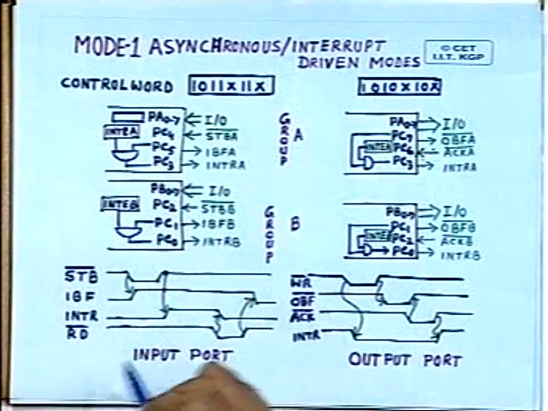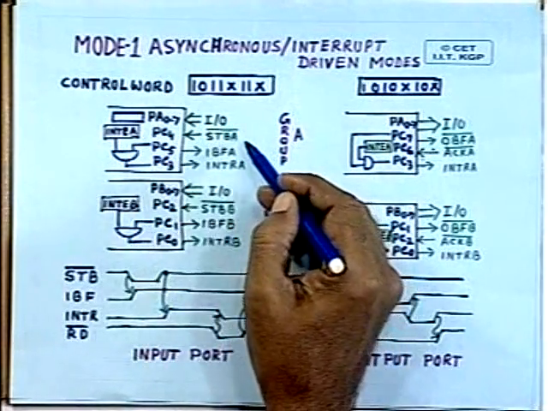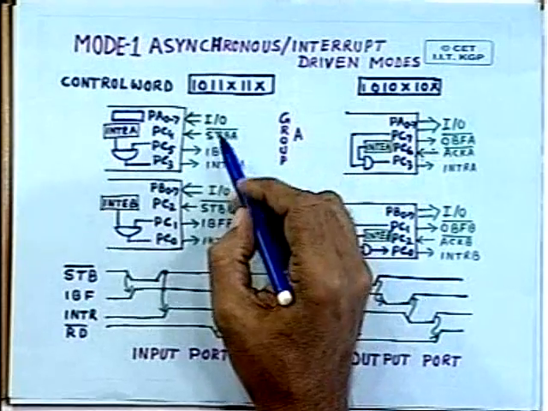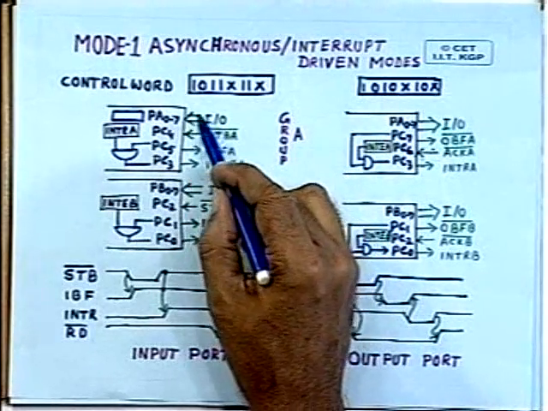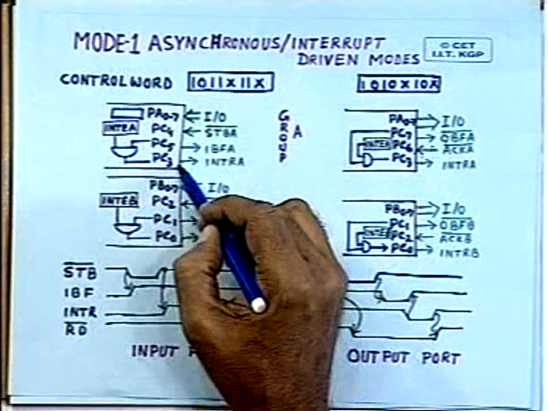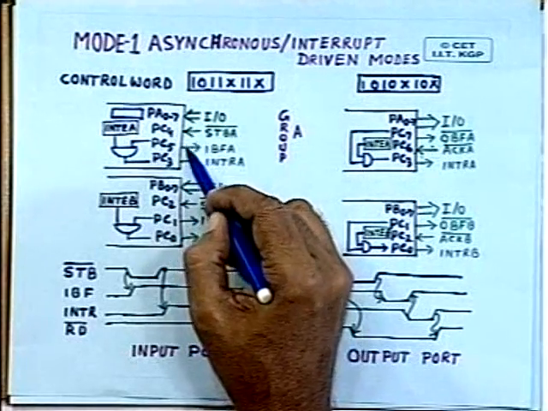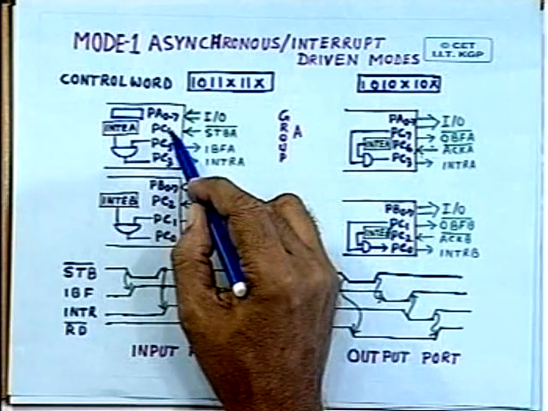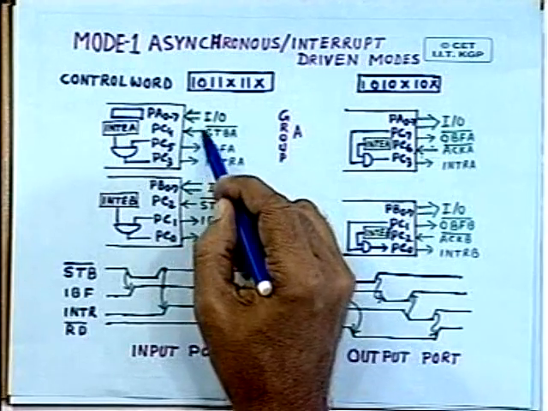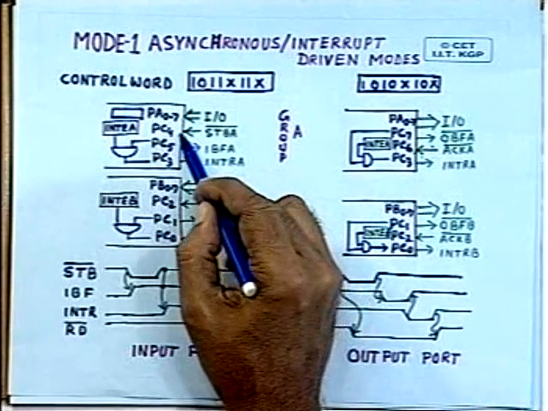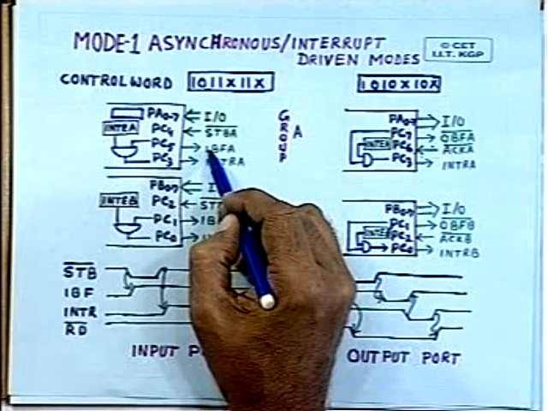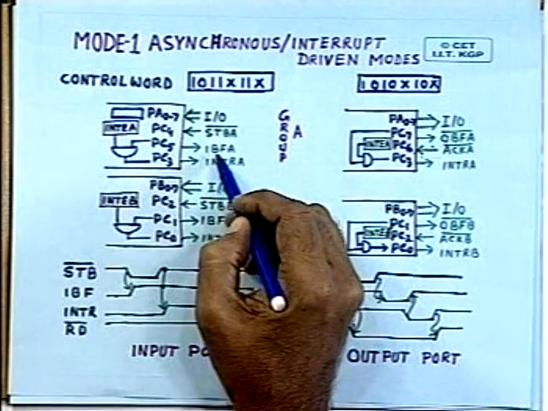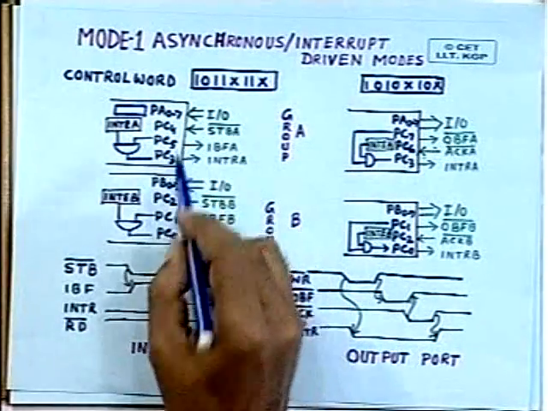So this is how it will work, and not for group A and group B. Here you see the port A is being used as input port, and the port C lines are used as handshaking signals. So PC4 and PC5 here are acting as handshaking signals. This is for strobing and this is for acknowledgement going to the IO device. So this is how it acts as an input port.